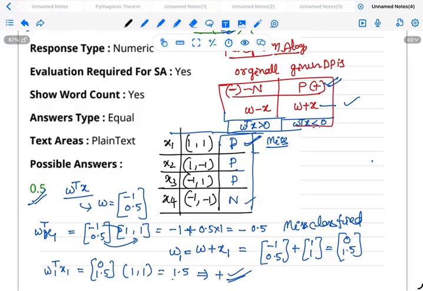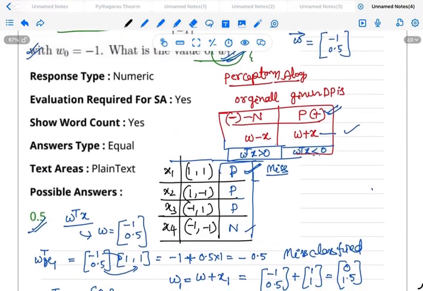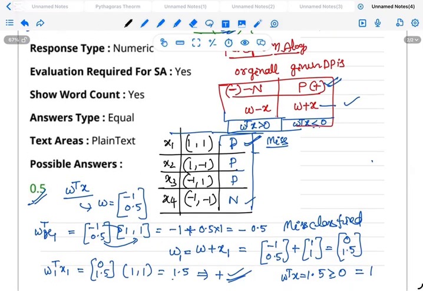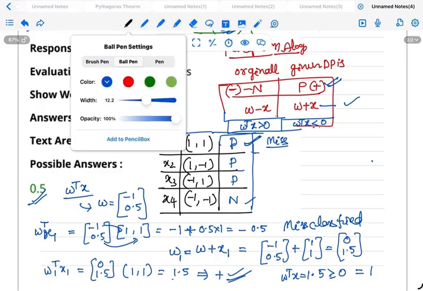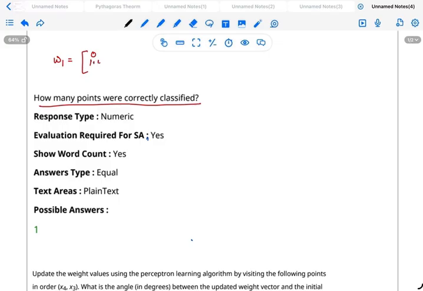Plus 1.5 is greater than 0, right? That is W transpose X equal to 1.5, which is greater than or equal to 0. It is class 1. For the perceptron rule, given W transpose X greater than or equal to 0, it is classified as 1, that is Y hat equal to 1. So this one is misclassified, and for this we updated the weight vector. Here we updated the weight vector W1 = (0, 1.5).